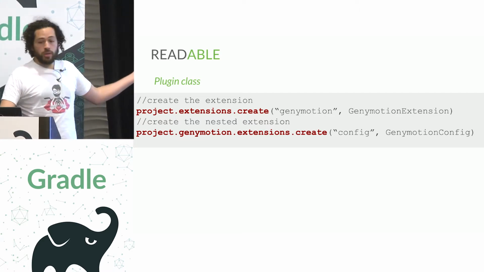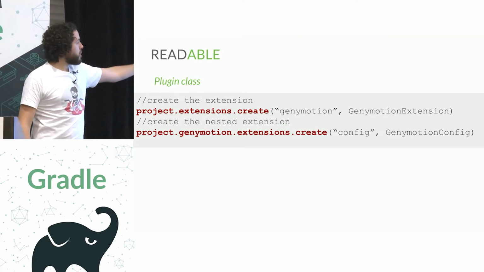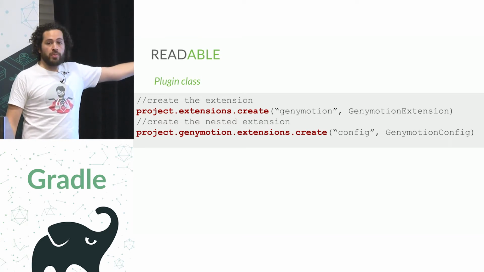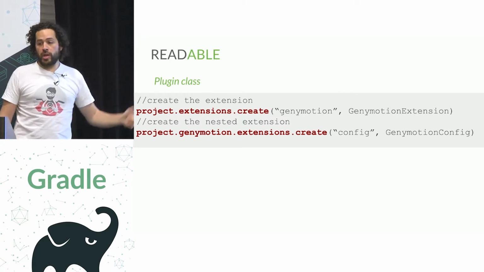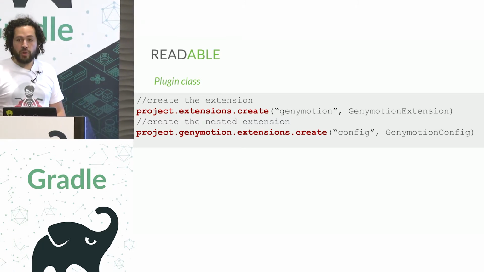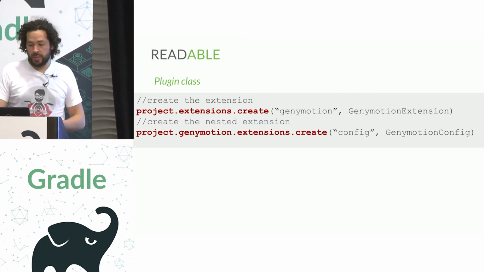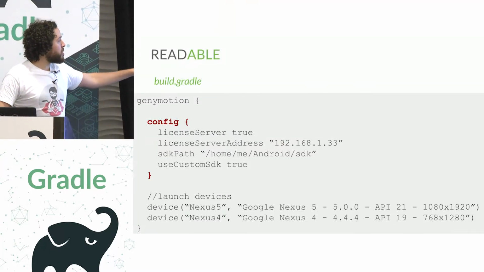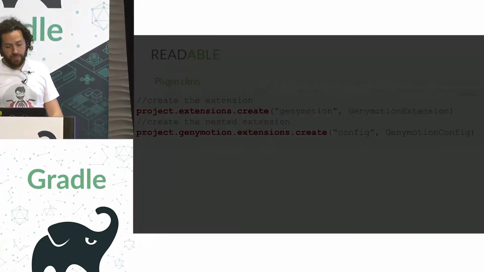So in my apply method, on my project entry point, I call project.genymotion. Genymotion is now my extension. Then extension.create, and I give the name of this nested extension and the POJO behind it, the type, which is GenymotionConfig in this example. And now I have something which is more readable than what I had before. So just with a nested extension.